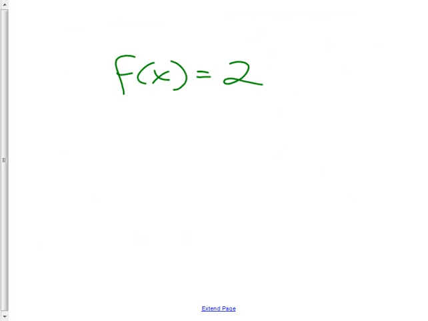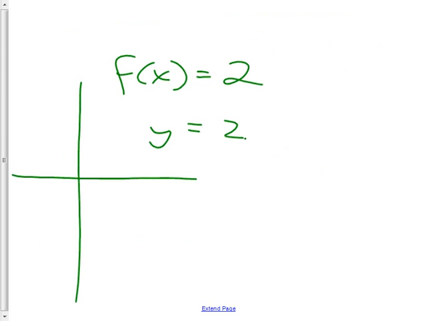All right, let's say I just have that. F of x equals 2. Is that saying that y equals 2 or that x equals 2? It's saying that y equals 2. How do I graph that? Y equals 2. Tell me one spot where y is 2.